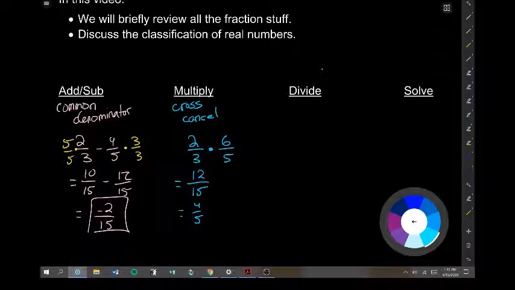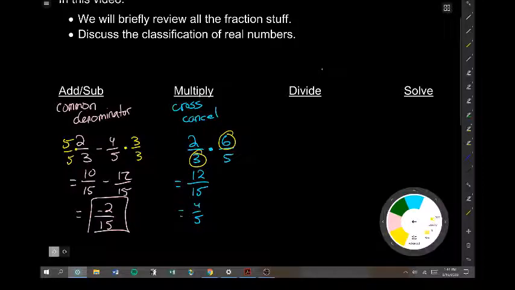You're free to do it that way. You can just multiply across the top and multiply across the bottom. You don't need a common denominator. But what can make things simpler is if before you do your cross-canceling, before you do your multiplying, you recognize this 6 and this 3 have a common factor. They can both divide by 3.